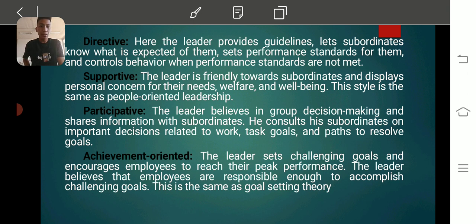Supportive. The leader is friendly toward subordinates and displays personal concern for their needs, welfare, and well-being. This style is the same as people-oriented leadership.